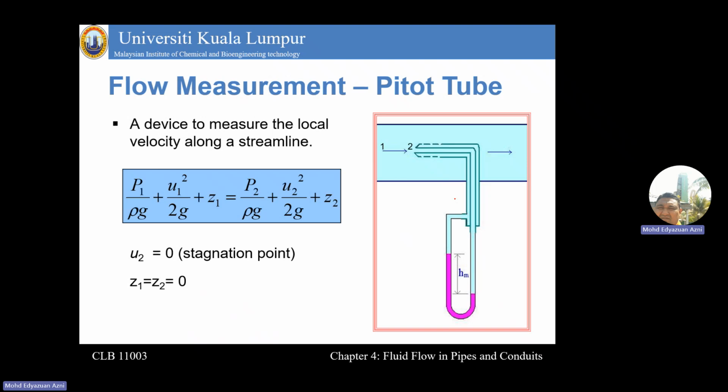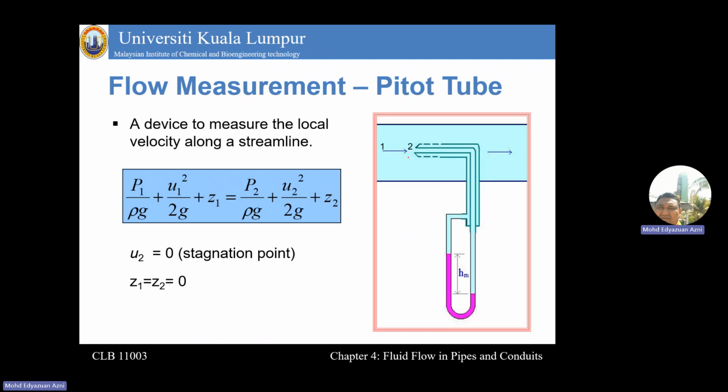So those are the conditions for using the Bernoulli equation. The Bernoulli equation is actually used to make and utilize flow meters. There are three types of flow meter: pitot tube, venturi, and orifice. The first one is the pitot tube, which, as we know, is an L-shaped tube inserted into the pipeline and facing towards the flow.